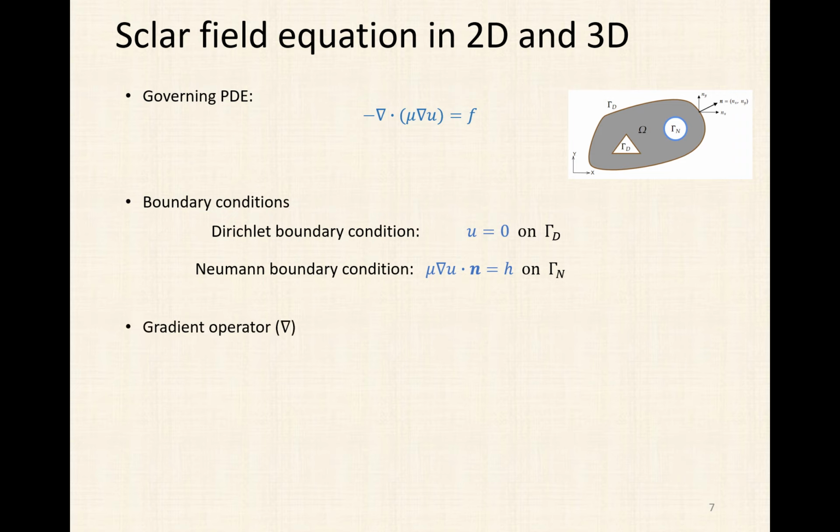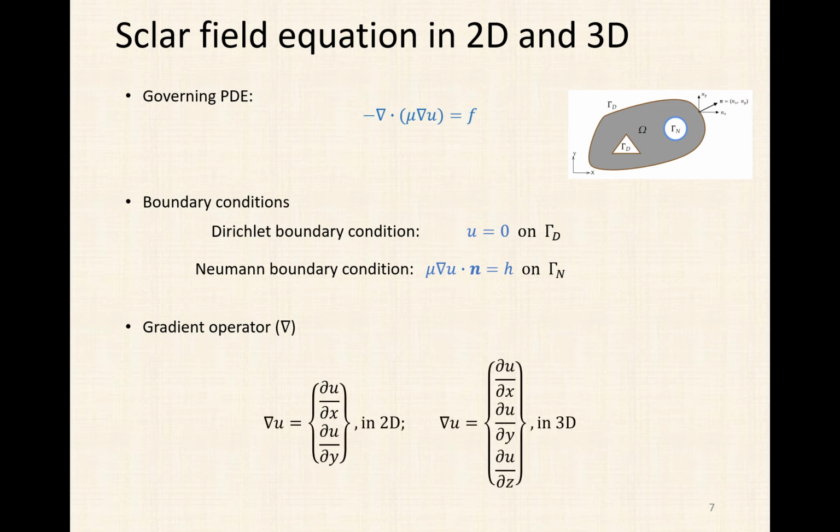Now here, like I said, this inverted triangle is nabla. This is the gradient operator. In 2D, it has two components, dou u by dou x, dou u by dou y. In 3D, we have an additional component, dou u by dou z. So normally we take this gradient of u as a column vector.